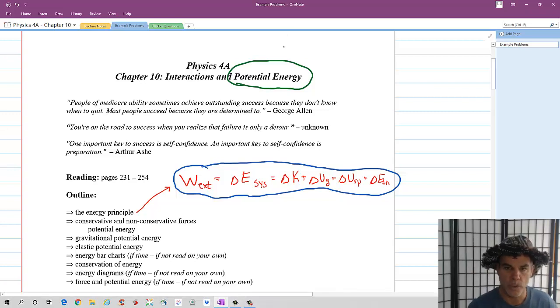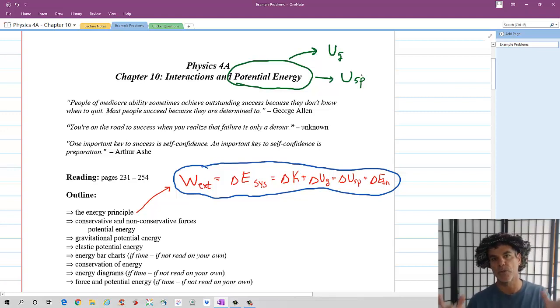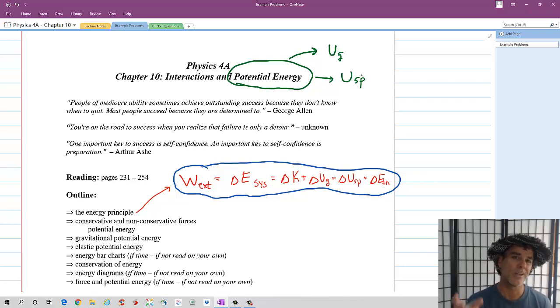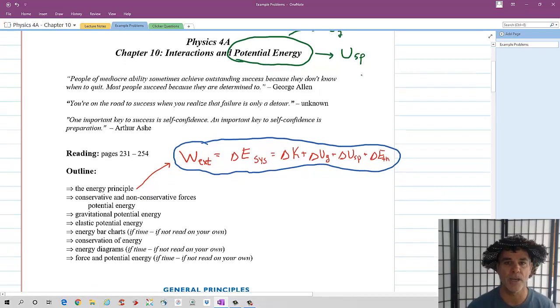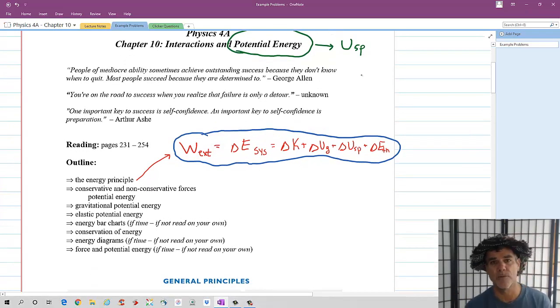There are two kinds of potential energy that we're going to look at: gravitational potential energy and elastic potential energy, or spring potential energy. Gravitational potential energy is the interaction between the Earth and an object in an elevated position. Elastic potential energy is the interaction between a spring and an object connected to the spring. So let's quickly look at what I'm going to be covering in Chapter 10, what you're responsible for, and what you don't need to look at or worry about.